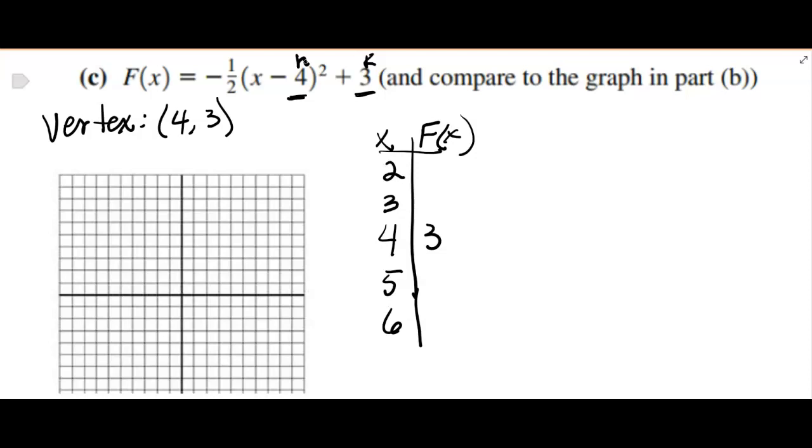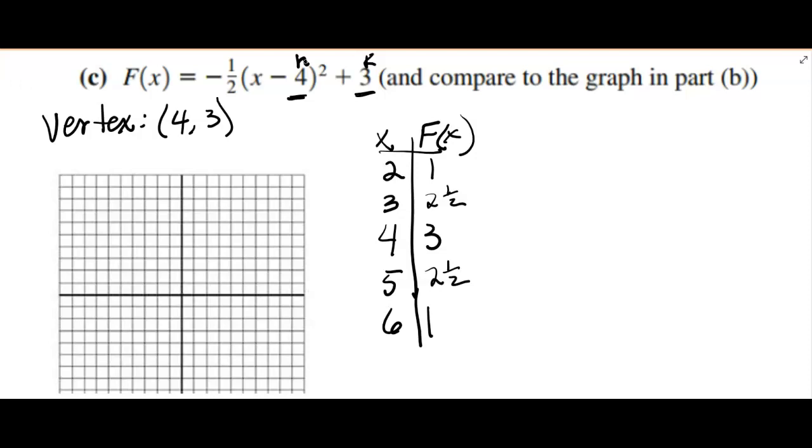All right, so if I put in 2, I get -2 squared is 4. -1/2 times 4 is -2, plus the 3, I get 1. If I put in 3, I get a -1 squared, which is 1. I get a -1/2 and 3, which is going to be 2.5. Okay. So far so good. If I put in a 5, I get 1. I get a -1/2 and 3, which is 2.5. And then if I put in a 6, I get 6 minus 4 is 2. 2 squared is 4. 4 times -1/2 is -2, plus the 3, and I get the 1. Notice the matching up is occurring.